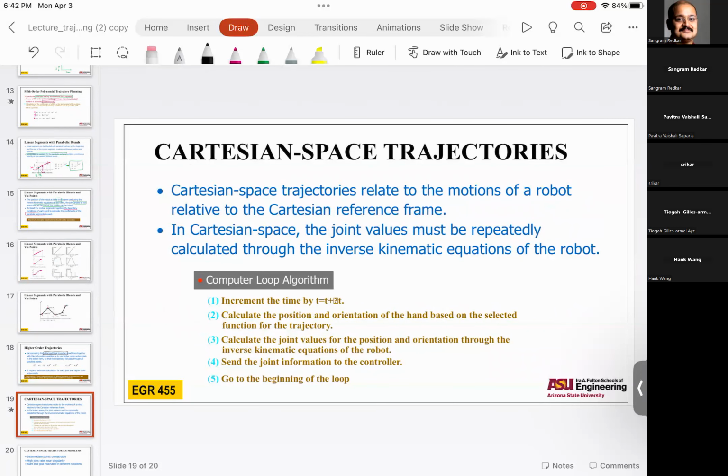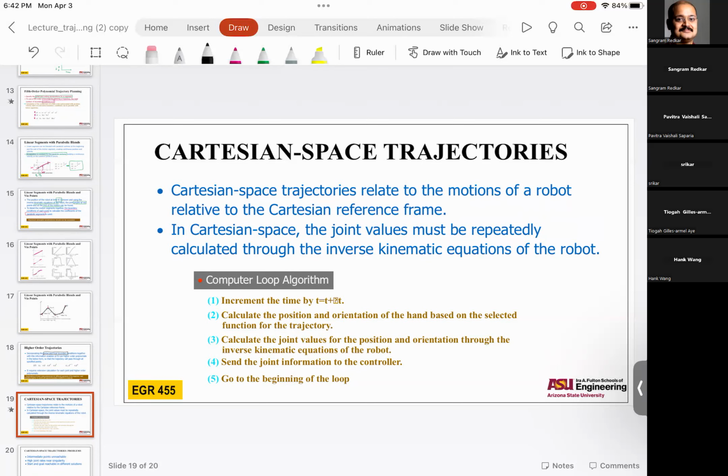Now, how would you perform a Cartesian space trajectory? Cartesian space trajectory is actually a very simple algorithm wherein you are going to perform sequential inverse kinematics. What you do is you have a Cartesian reference frame and you find the joint values repetitively.